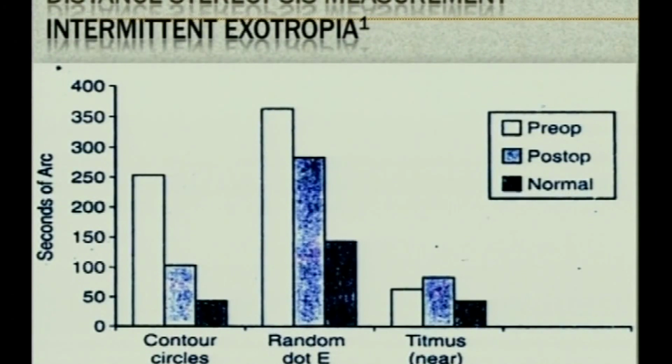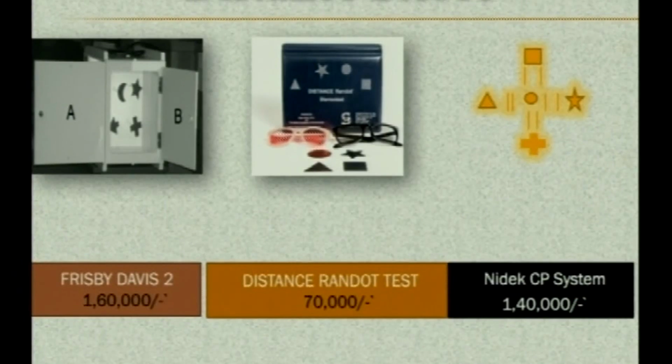There is enough evidence in the literature that if you miss measuring the distance stereopsis and operate on the patient late, where there is complete loss of distance stereopsis, post-operatively you never get full 3D vision for distance in these patients.